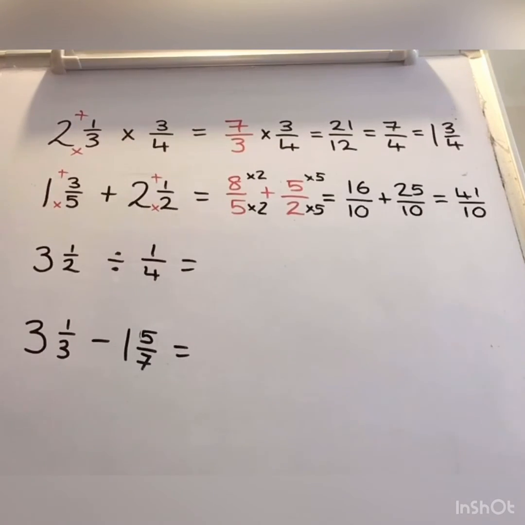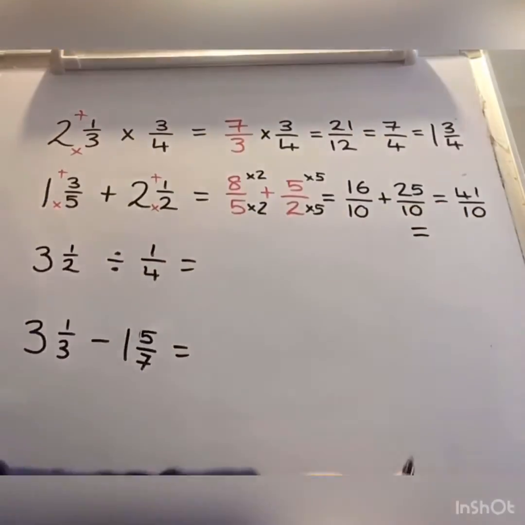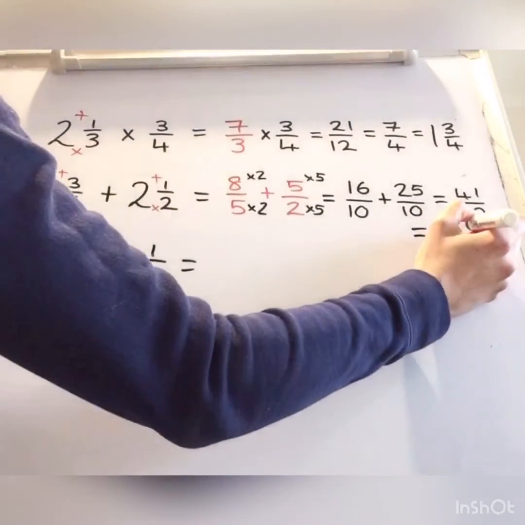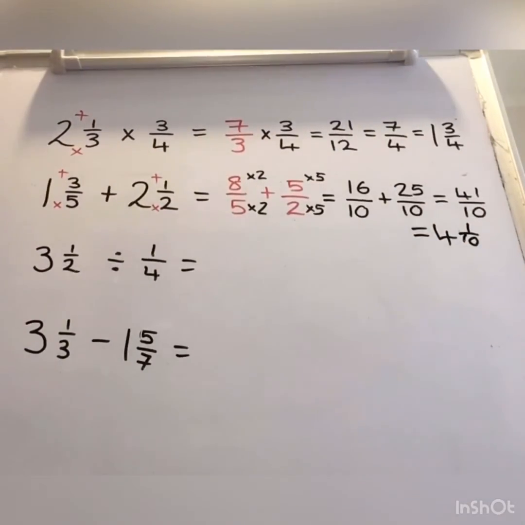Again, in this case we have an improper fraction, or otherwise known as top heavy, so we can convert it back to a mixed number. So how many 10s go into 41? That would be 4. What's left over? 1. So our answer is 4 1/10.